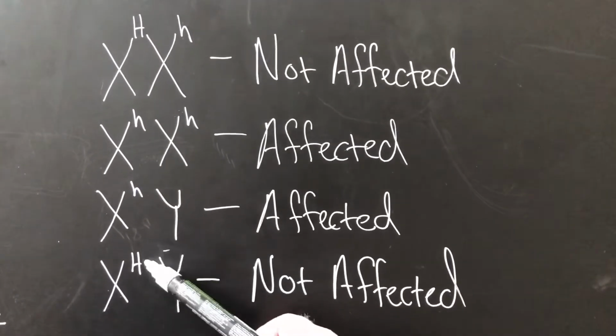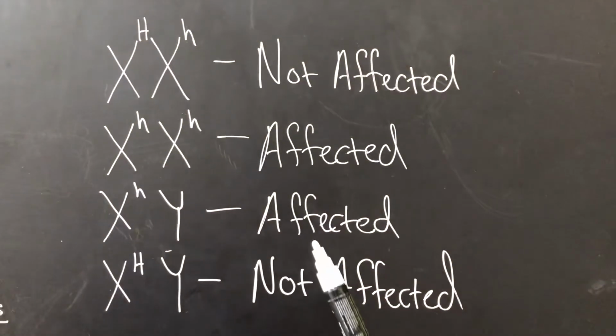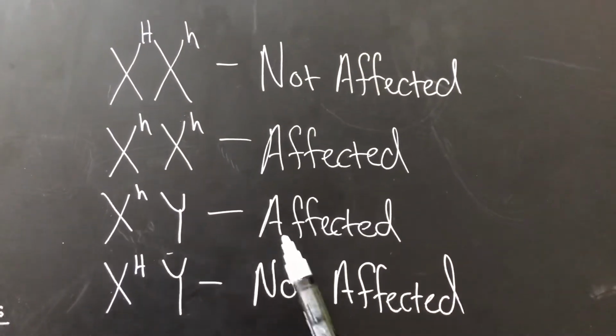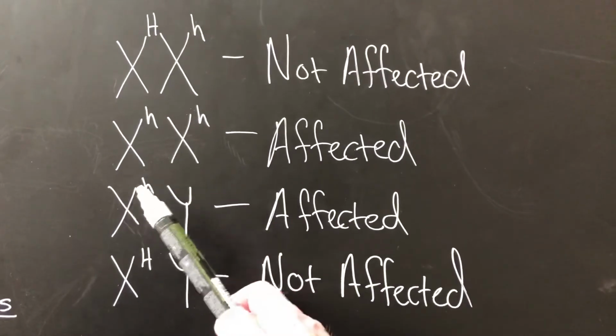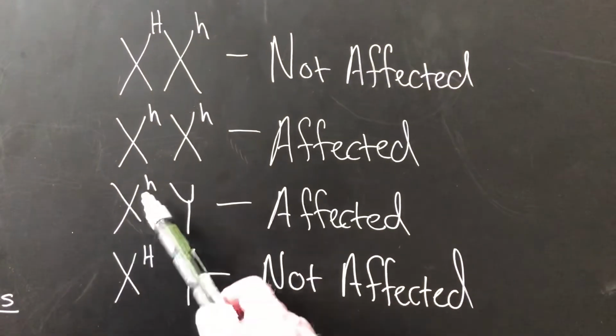Remember, looking at these recessive traits on the X chromosome is what you need to do to figure this out. Females have to have both recessives to be affected. The male only has to have one recessive on his X to be affected.